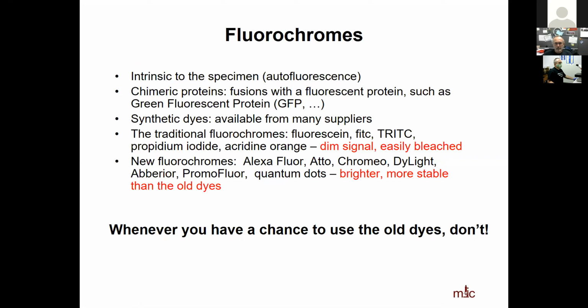So we have all sorts of fluorochromes. Some specimens are naturally autofluorescent, and that's usually a bad thing, but sometimes we can take advantage of it. You know, chlorophyll in plants, or pigments in eyes, and many other compounds can be autofluorescent. But of course, we have chimeric proteins or genetically encoded probes like green fluorescent proteins and many other colors. And of course, there are the synthetic dyes that are available.